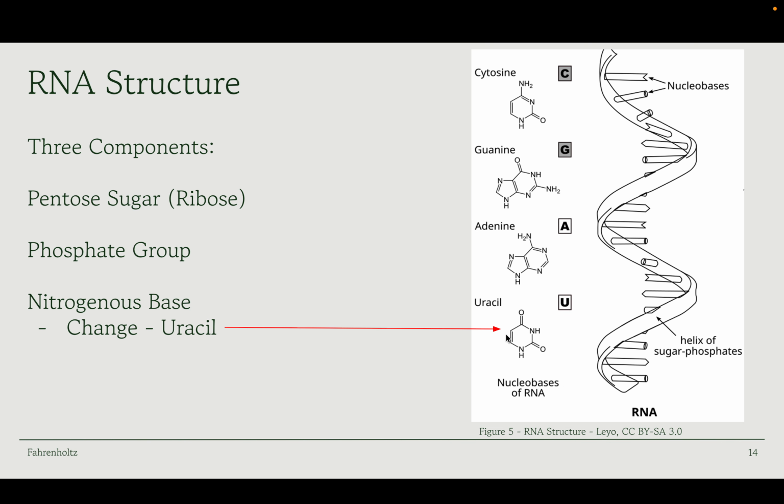The real difference is there's a methyl group that's missing off of this one. If it were to become methylated here at this carbon, it would lose that double bond and it would become identical. It would become a thymine. But in RNA, uracil replaces thymine.